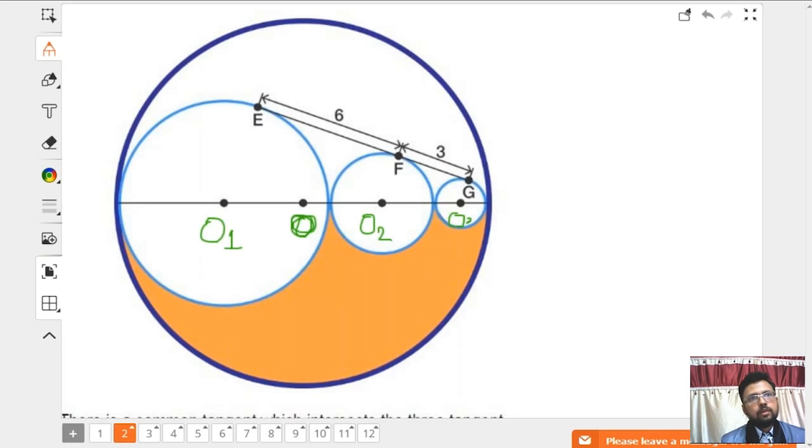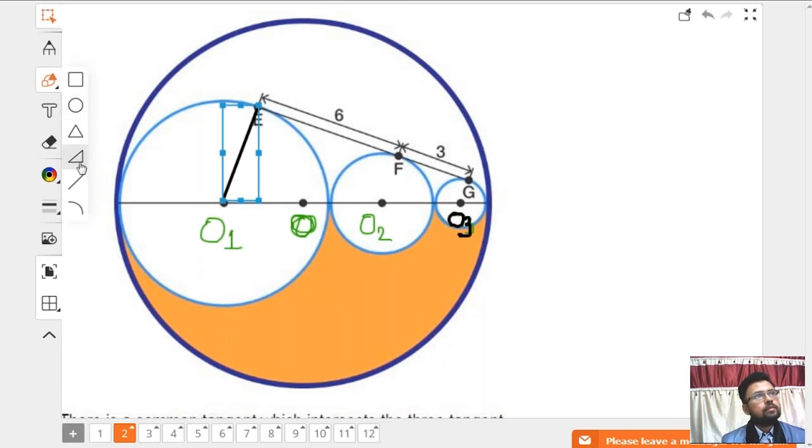Let me use some other color because it may not be visible to you. This is O3. Is it visible? Is it clear? I have just named it. Next, please join O1 and E. O1 and E. Similarly, join O2 and F. Now, can you tell me what will be this angle and this angle?